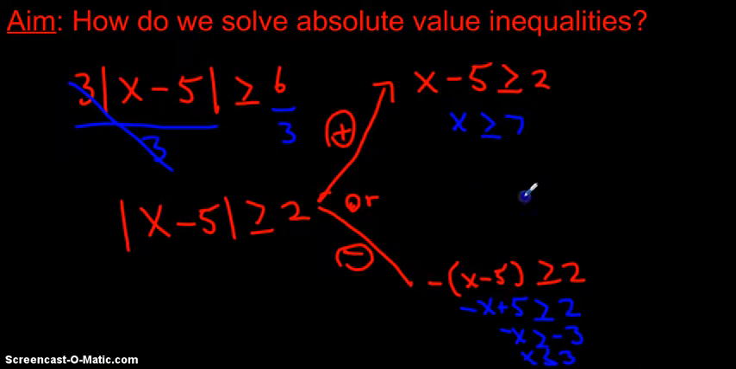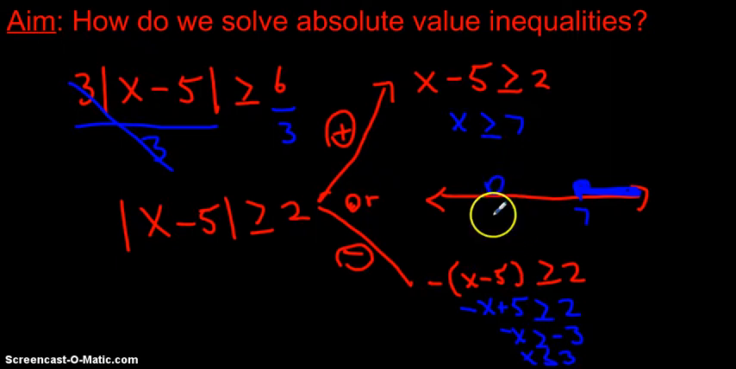So here's our number line. Alright, so either x is greater than or equal to 7. So here's 7. We have a closed circle here. Values that make this true would be located that away. Or x is less than or equal to 3. So this is 3. Values that make that true are located over here. So this would be the graph of this absolute value inequality.